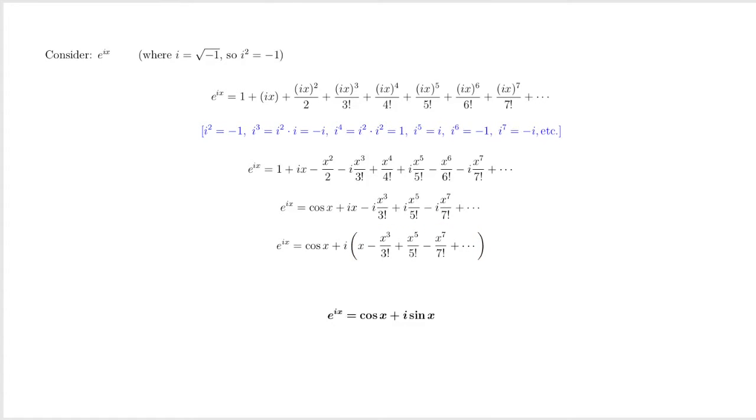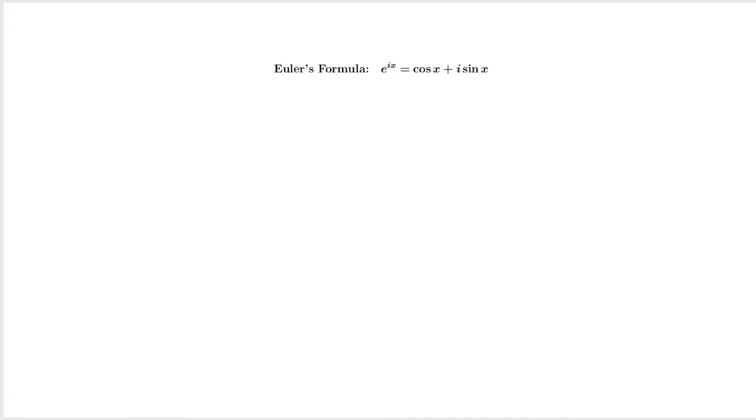which gives us this amazing result that e to the ix is equal to the cosine of x plus i times the sine of x. And this little beauty is known as Euler's formula after Leonhard Euler. And conceptually, what it's telling us is that, at least in the realm of the complex numbers, the exponential function is all wrapped up with the trigonometric functions.